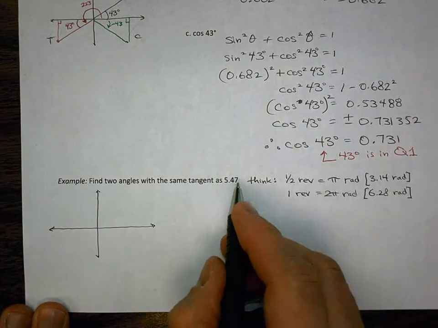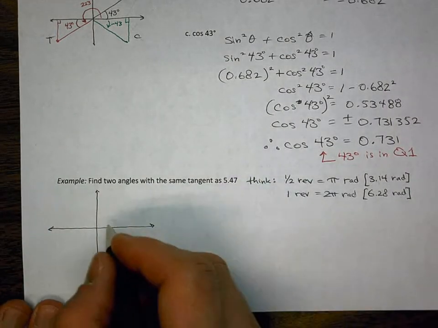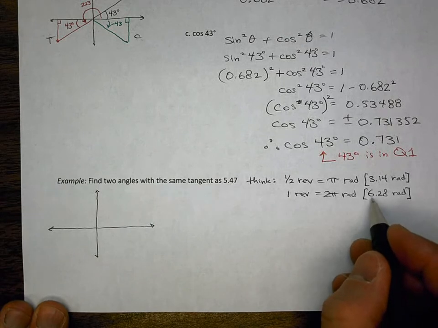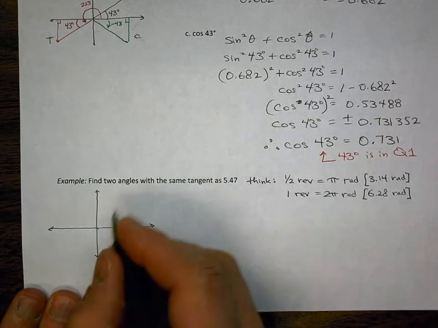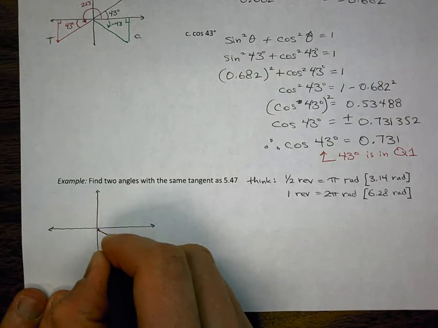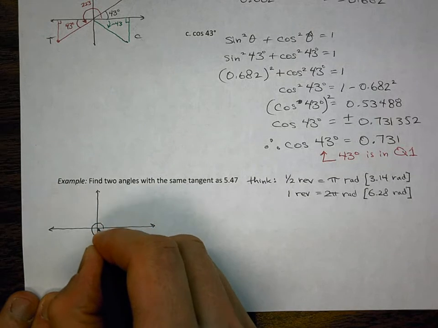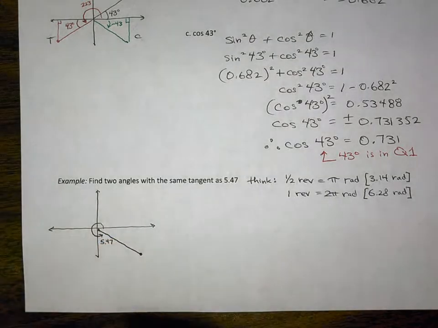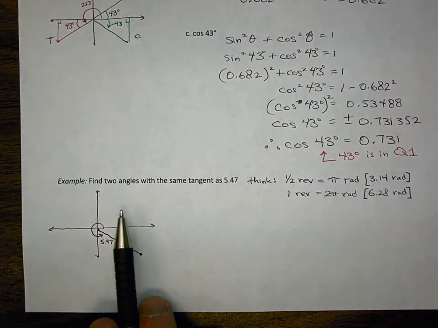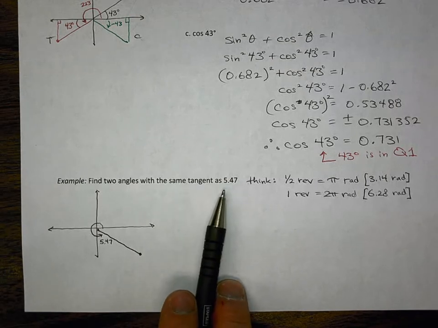So if someone's asking you, tell me about 5.47 radians, well, that's going to be almost at 6 rads. So it's almost going to be a full revolution. So it's going to be something like out here. So let's draw that. 5.47. Okay. And what's the question asking? Find two angles with the same tangent as 5.47.